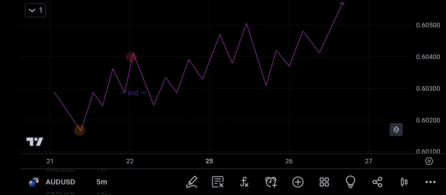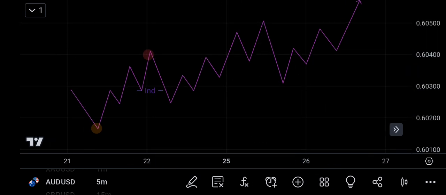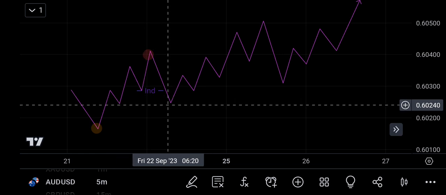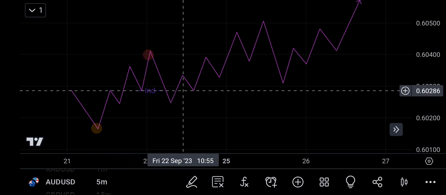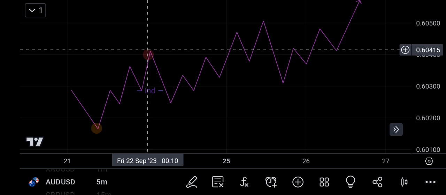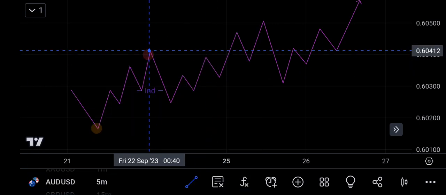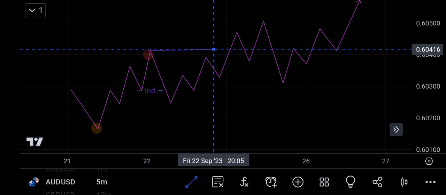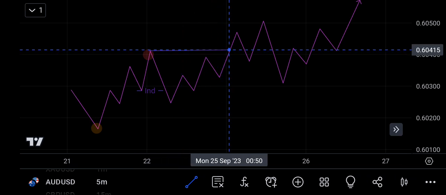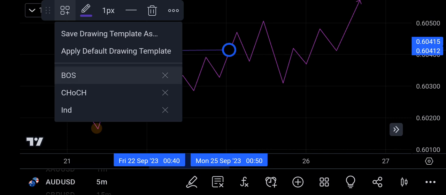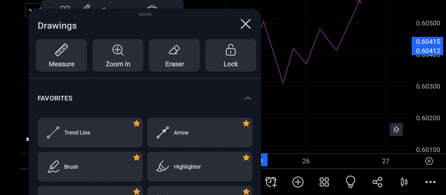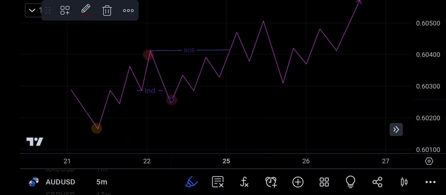So now, how do we confirm that this place is our major low? The market breaks structure to the upside. The market broke this high. Yes, the market broke that high. So since the market broke that high, our lowest point now becomes our swing low. So that's our valid swing low.